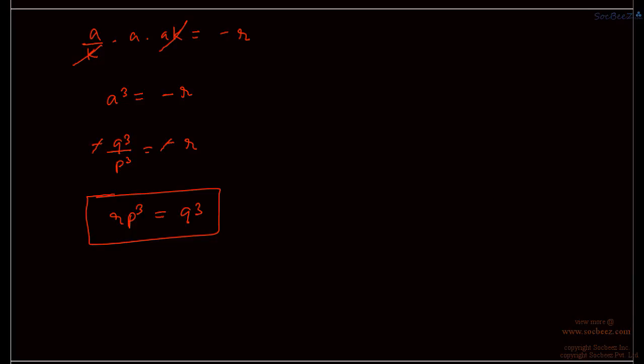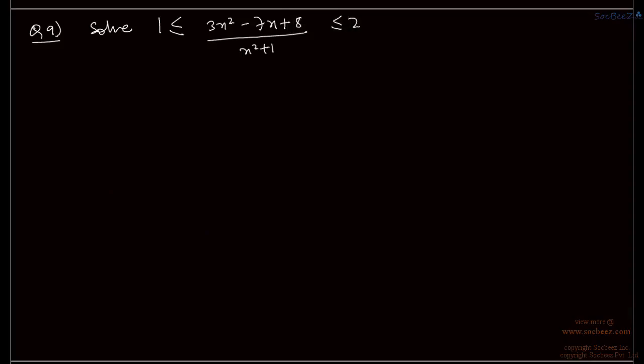Okay. Now let's go to the next one. Okay, so solve 1 less than equal to 3x square minus 7x plus 8 by x square plus 1 less than equal to 2. Okay. So for this kind of question, these kind of inequality questions do regularly come in the exams. Now we have to consider both the parts of the inequality. Since it's a double inequality here, we have to consider both of them individually. So let's take the first one, the left hand side first.